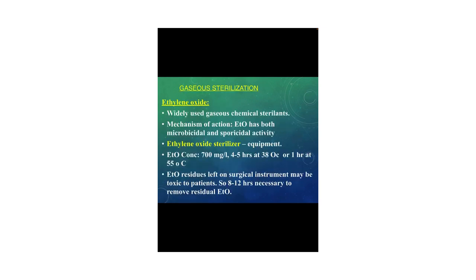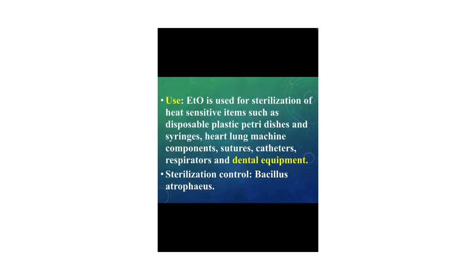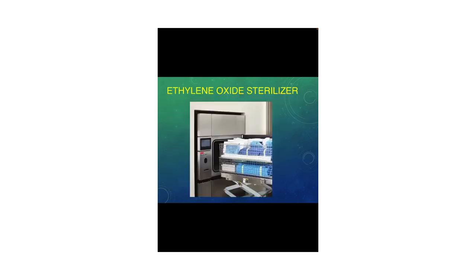Then gaseous ethylene oxide is an important gaseous sterilant. It is mainly used as a sterilization technique, a high-level disinfectant method. Ethylene oxide has both microbicidal and sporicidal effects. The instrument is called an ethylene oxide sterilizer. It is mainly used for the sterilization of heat-sensitive items such as disposable plastic petri plates, syringes, heart-lung machine components, catheters, respirators, and dental equipment.